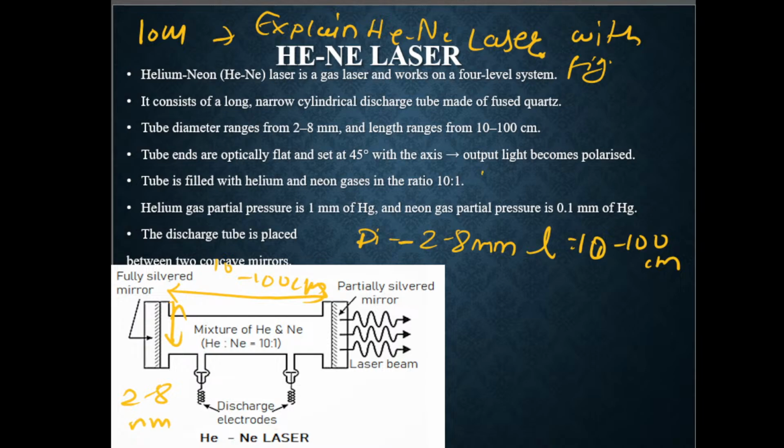ठीक है. And after that, the gas in it, so that gas is helium and neon gas with a ratio of 10:1. 10:1 ratio, that means 10 elements of helium and 1 element of neon. It is that much very much easy.